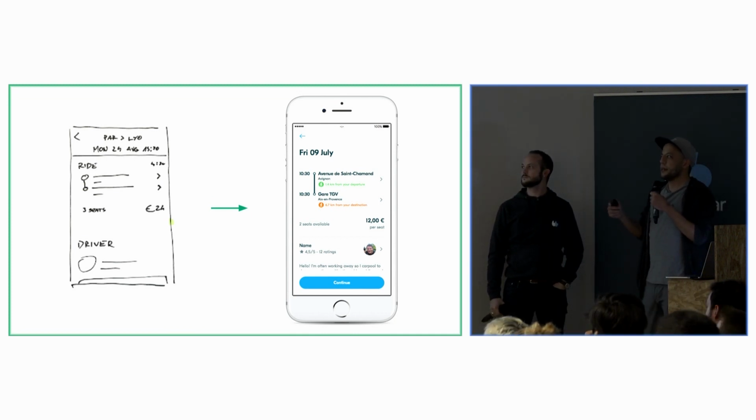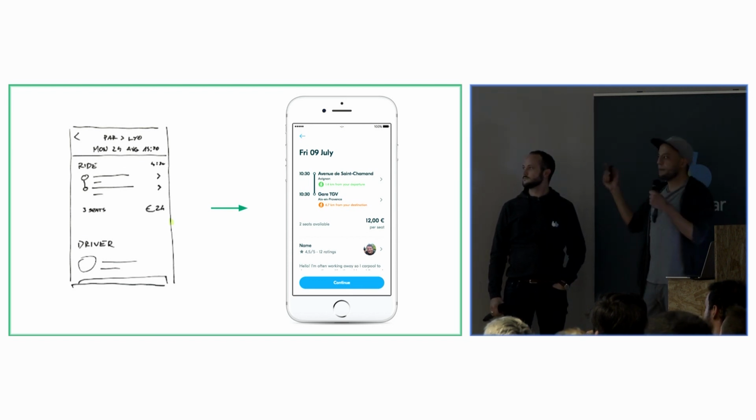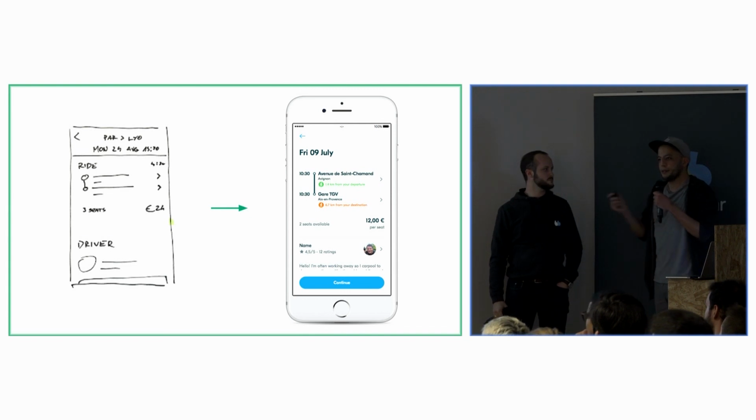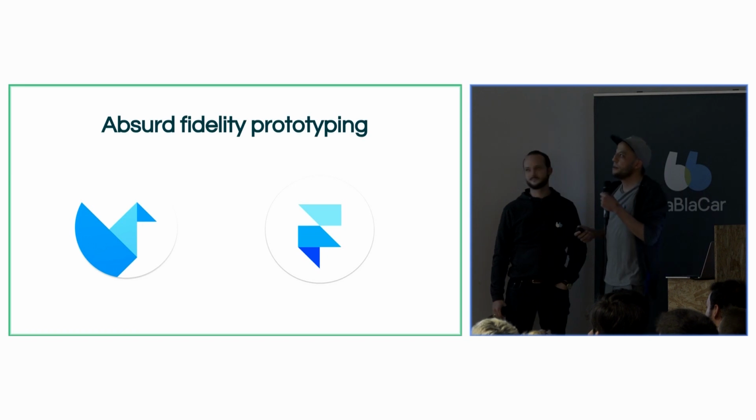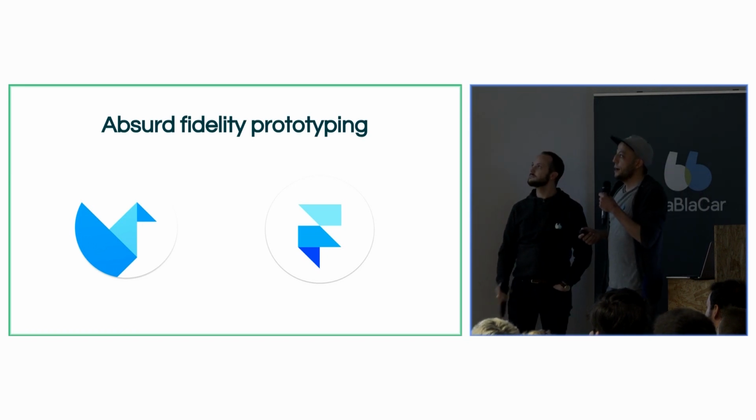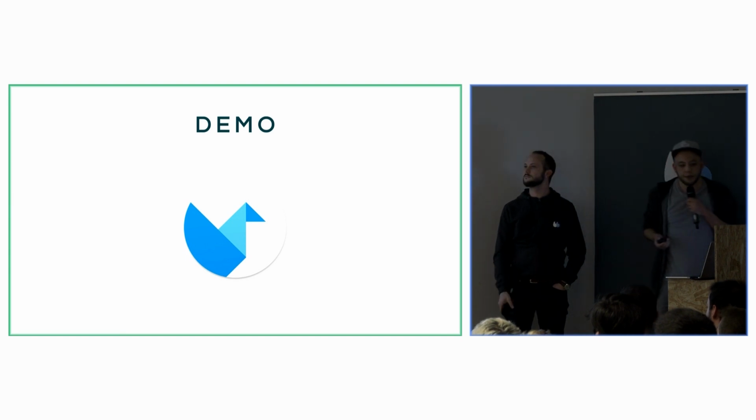It used to mean taking your wireframe, putting some design in it, and putting it into some web click-through prototyping service that lets you just move from one page to another. So there is something new in the making. We call it absurd fidelity prototyping. There are tools that allow you to do very fascinating things. We actually experiment a little bit with Origami at BlaBlaCar.